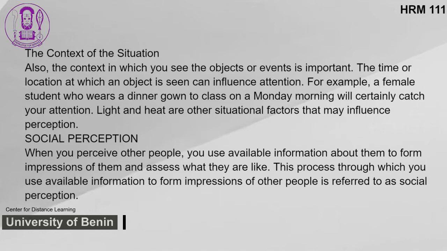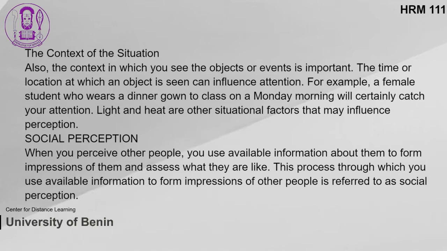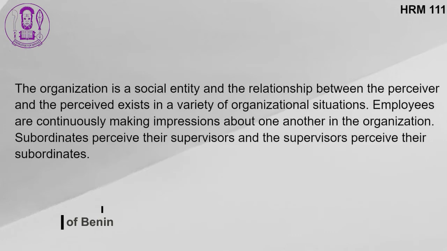Social perception. When you perceive other people, you use available information about them to form impressions of them and assess what they are like. This process through which you use available information to form impressions of other people is referred to as social perception. The organization is a social entity and the relationship between the perceiver and the perceived exists in a variety of organizational situations. Employees are continuously making impressions about one another in the organization. Subordinates perceive their supervisors and the supervisors perceive their subordinates.